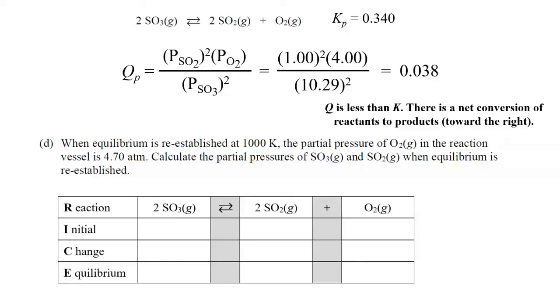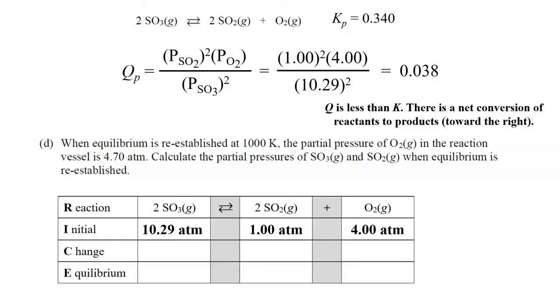Here's our Rice table. At the moment that the stress occurred, we have a pressure of SO3 of 10.29 atmospheres. That was not changed. We have a partial pressure of SO2 of 1 atmosphere. So that was the one that was decreased from a higher value to a lower value. And then at the moment the stress occurred, the partial pressure of O2 is 4 atmospheres.